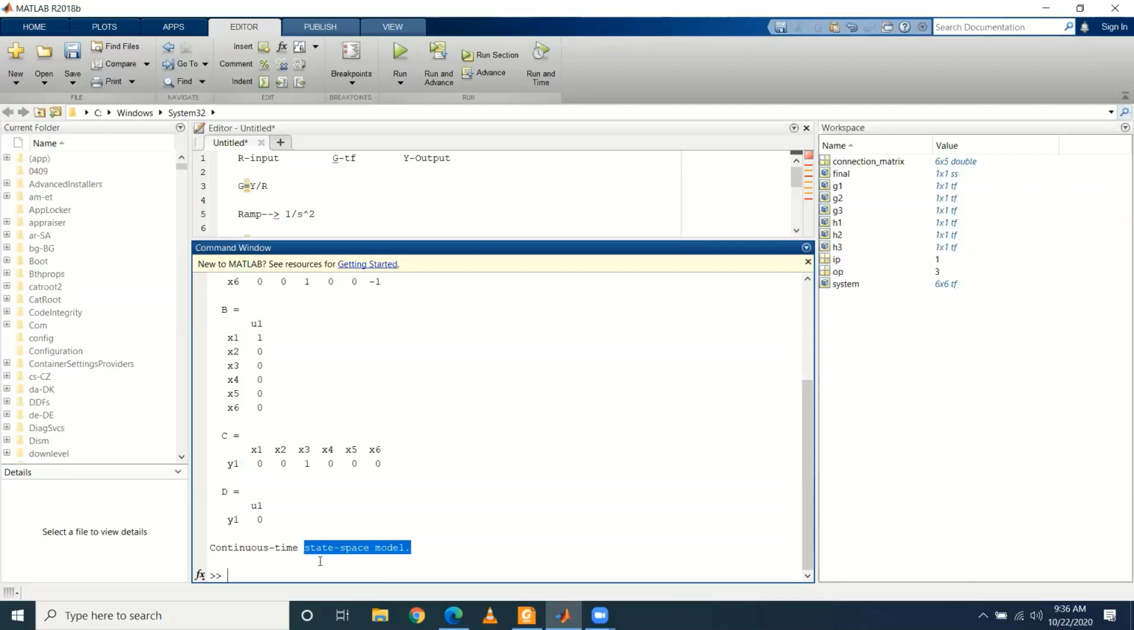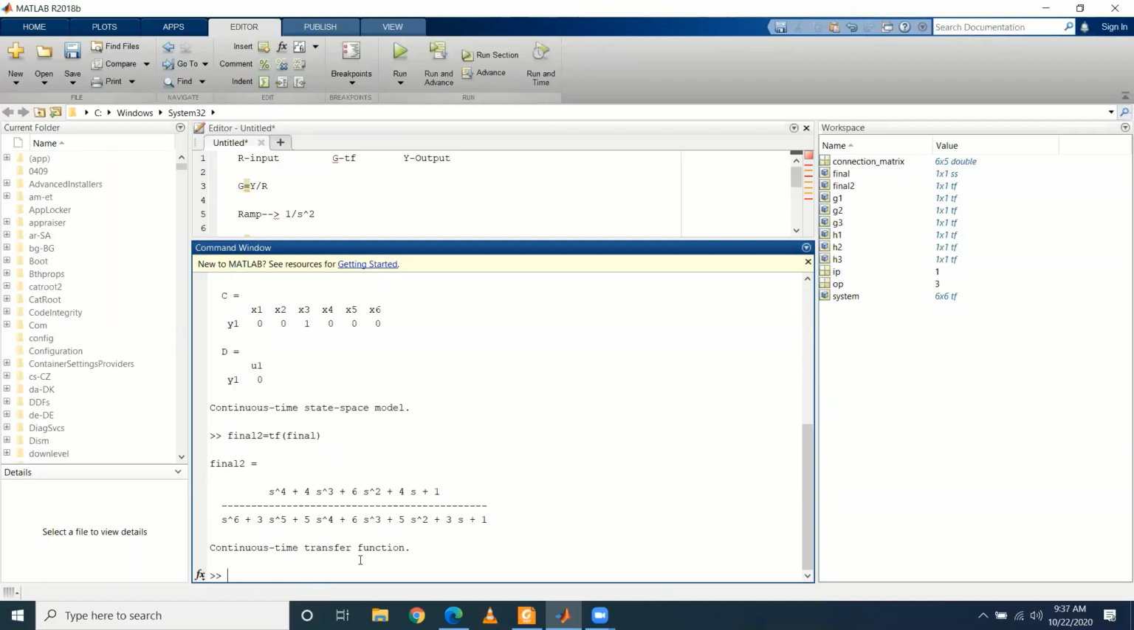So how can we observe this in normal transfer function form, the Laplace domain representation? Very easy. We have final equal to, just use TF final. And this is the overall transfer function of the system. Is it clear? Yes, sir. So to observe it using the Laplace domain, just use TF.